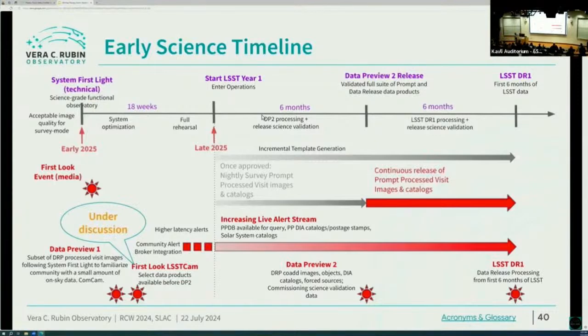What will happen as we run toward the start of operations is we'll start producing nightly visit images and catalogs, and those will become available with more and more confidence and less latency as we go forward. At some point when we're convinced that we have the right processing and everything is working well, those will become a regular nightly production. Remember that any particular image is embargoed for a short amount of time, but after the first period, we will then be putting out images every night. And then the community alert broker integration will happen here, and then we'll build toward full alerts as we go forward toward DR1.